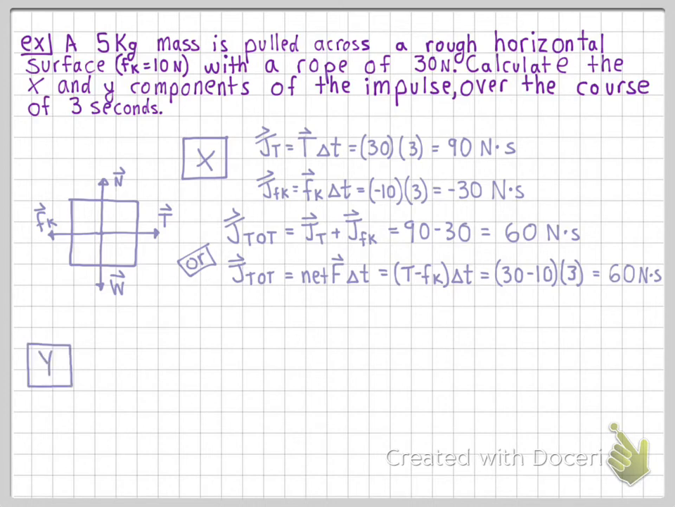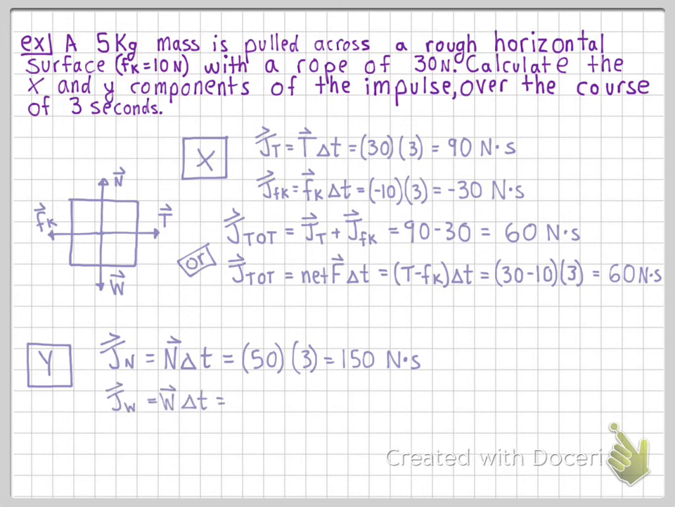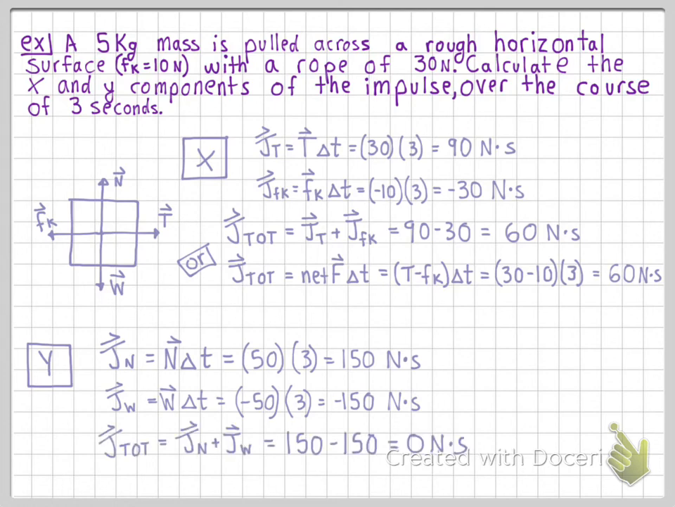Alright, and lastly, we can calculate the impulse in the y direction. And to do this, we're simply going to calculate the impulse delivered by the normal and the weight force. And if we look at this object, we know that the normal force is going to equal the weight force, so the normal force is going to be 50 times 3. So the impulse delivered by the normal force is 150 newton seconds. And then the impulse delivered by the weight force is going to be negative 150 newton seconds. And to find the total impulse, you simply add these together, and we would just get an impulse of 0 newton seconds in the y direction.